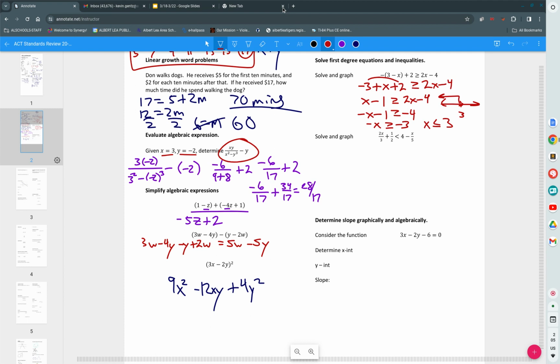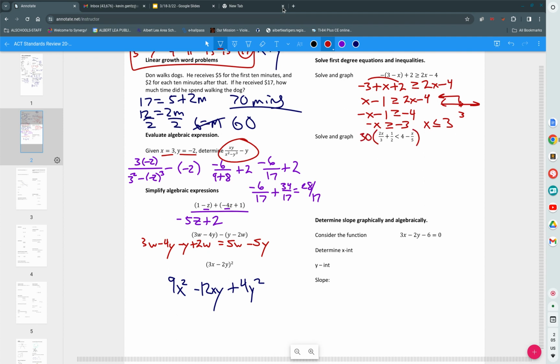We're not going to completely solve the next one. We're going to talk about it. I don't like the fractions, so what would you do to get rid of the fractions? What number do 3, 2, and 5 all divide into evenly? 30. So I'm going to multiply through by 30.